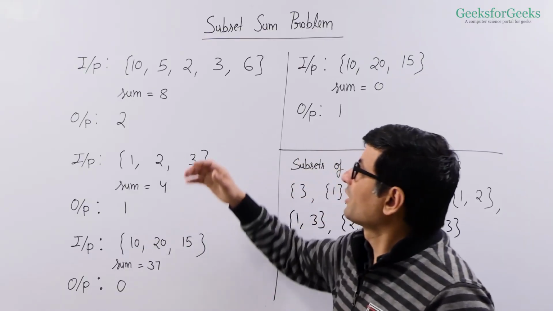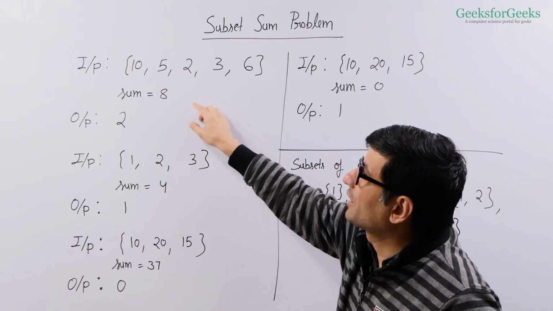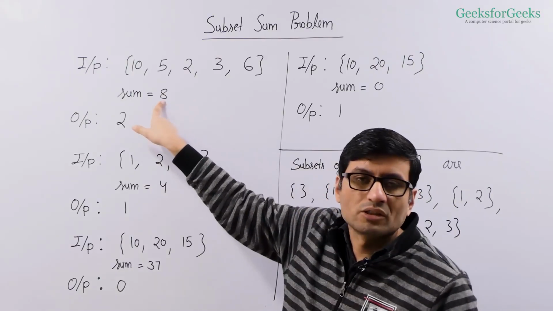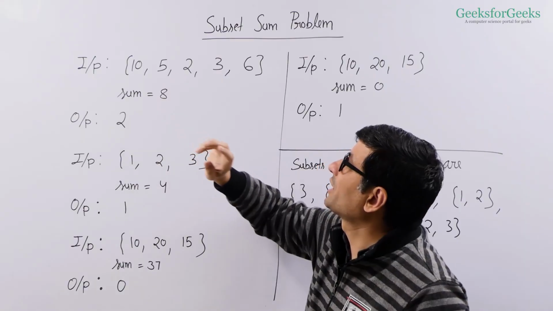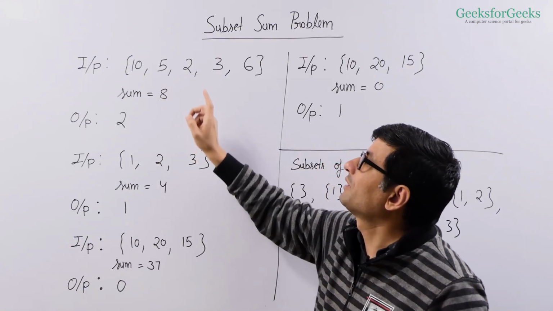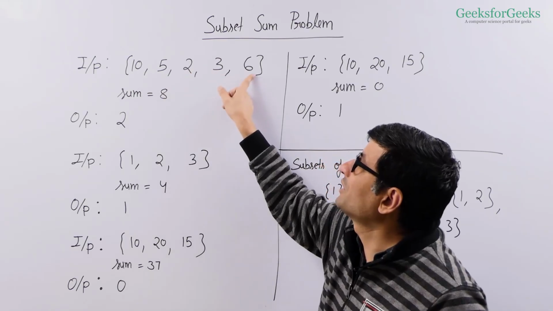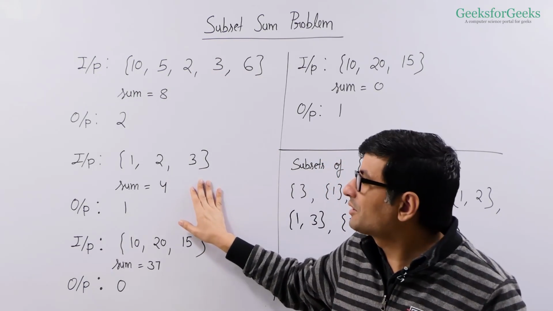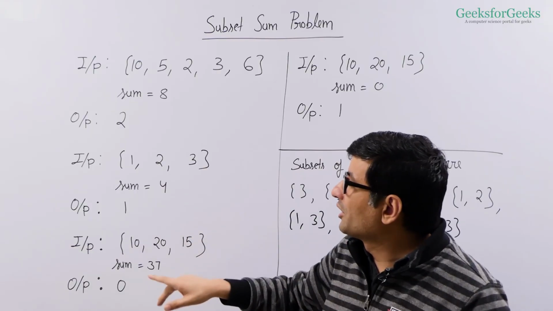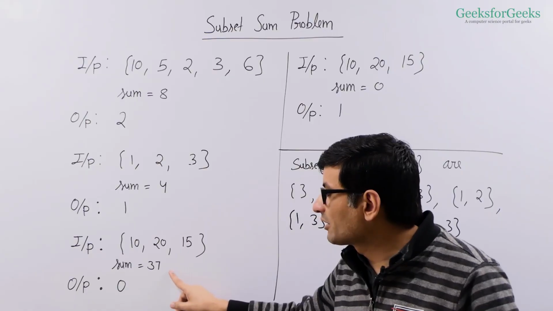Now let's take a look at our problem examples. We have this array 10, 5, 2, 3, 6, and we have the sum as 8. If we generate all the subsets of this array, we can notice that there are 2 subsets whose sum is 8. One subset is 5 and 3, and the other subset is 2 and 6. Let's see this example. We are given sum as 4, and there is one subset whose sum is 4, 1 and 3.